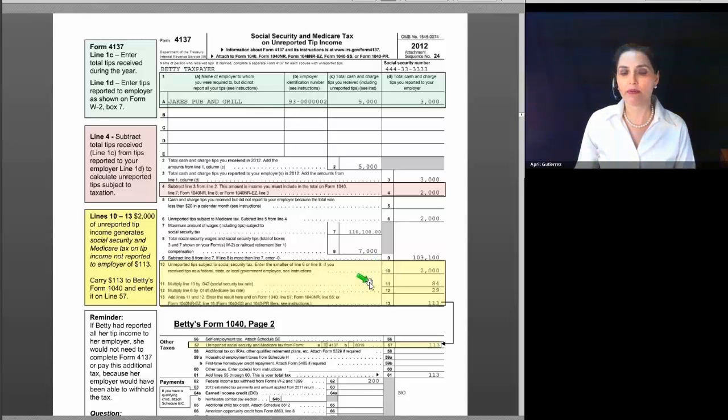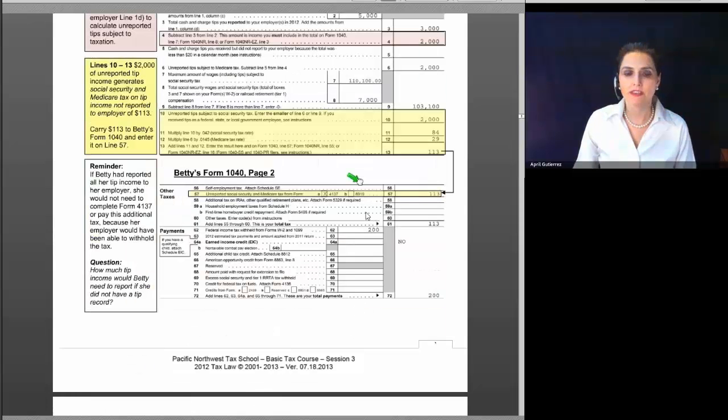She multiplies that by 0.042. And on line 12, she multiplies that by 0.0145. That's her portion of the Medicare and Social Security tax that she owes on $2,000 of tips. The total is $113, and she's going to carry that over to her Form 1040, and on line 57, she will check Box A for Form 4137, and she will enter $113 on the line. Now, apparently her income's so low, she didn't actually owe any other income tax, or just owed a very moderate amount of income tax, but she did have $200 of withholding. We haven't shown you the rest of the formula or the rest of her tax return there.